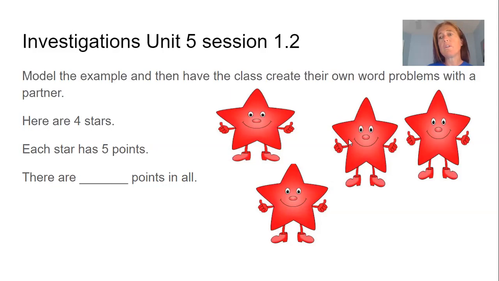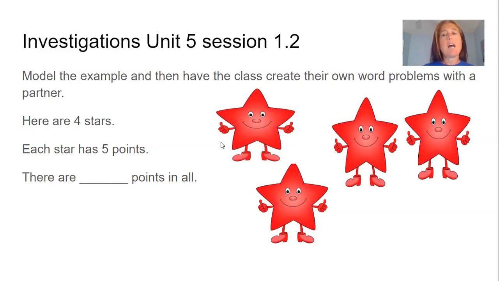Okay, so I drew my 4 stars and I gave them each 5 points. Then I have where I'm going to put my answer at the bottom. So I've included what I have. Here are 4 stars. I drew that. I said, what do each of them have? So each one of them has to have 5 points. So each star has 5 points. Okay, so I drew my 5 points. Now I need to figure out how many points they have in all.